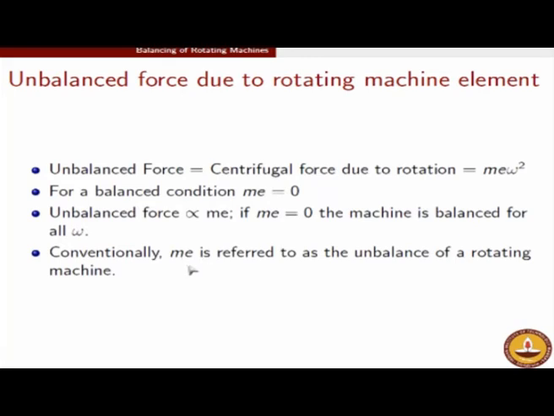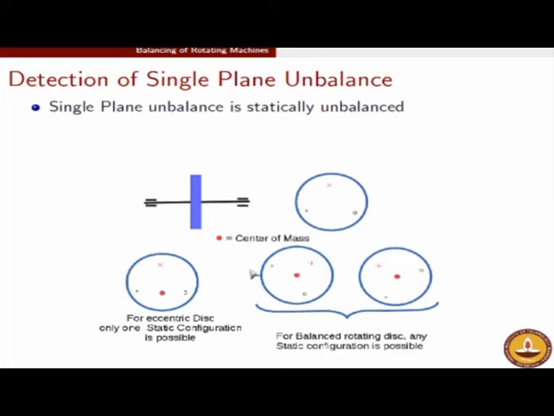So m e, the mass times eccentricity, is what we will refer to as the unbalance of the rotating machine. It is not the mass of the machine itself that is very important. What is very important is mass times eccentricity of the machine. So mass times eccentricity is termed as the unbalance in the context of rotating machines.